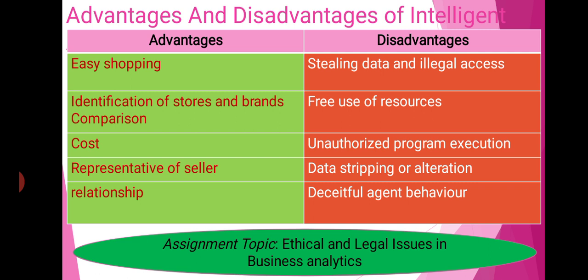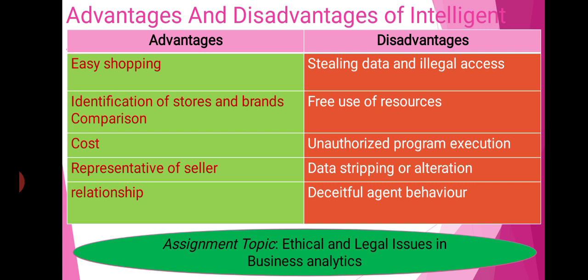Then free use of resources, another important disadvantage. They try to steal resources from remote hosts. As long as this is an accepted protocol, it's an acceptable practice. Even though the agent covers up all these alternative processes, they may use an unsupportable level of resources. Then unauthorized program execution. It is commonly called a Trojan horse. It means unauthorized use of the program.